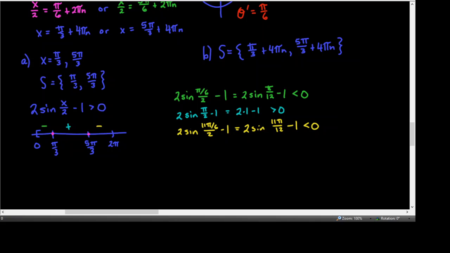Okay, now, after having done the number line analysis, we're ready to find out where this has positive answers. And looking at the number line analysis, these are greater than 0 on the interval pi over 3 to 5 pi over 3.